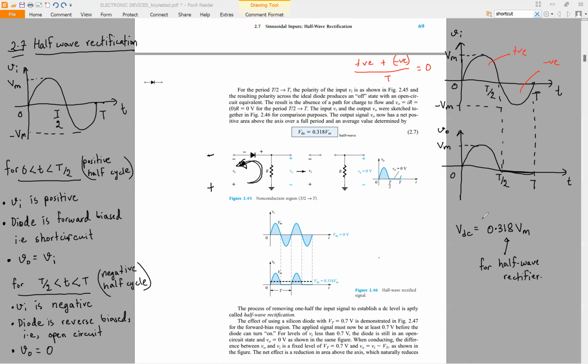So you just remember this. You don't need to know the derivation, or if you want to know the derivation, you can ask me in class. I will discuss further in the class how this value comes. So this is the average value of a half wave rectifier output, the DC value of the output of a half wave rectifier circuit.